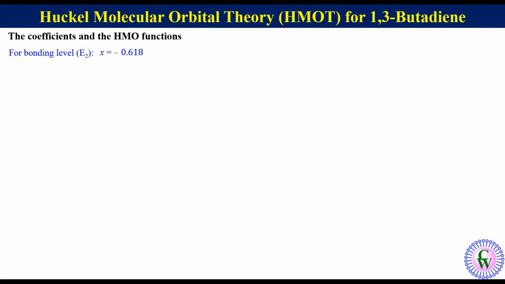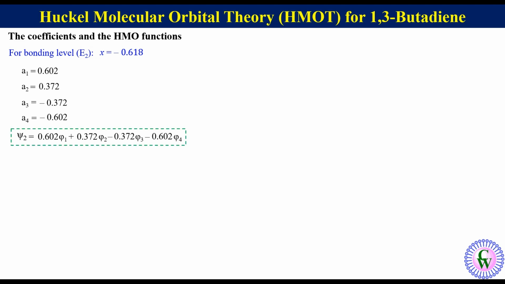For bonding level E2, x is equal to minus 0.618. You can perform similar calculations as we have just done for E1. It will give A1 is equal to 0.602, A2 is equal to 0.372, A3 is equal to minus 0.372 and A4 is equal to minus 0.602. So the psi 2 will be equal to 0.602 phi 1 plus 0.372 phi 2 minus 0.372 phi 3 minus 0.602 phi 4.